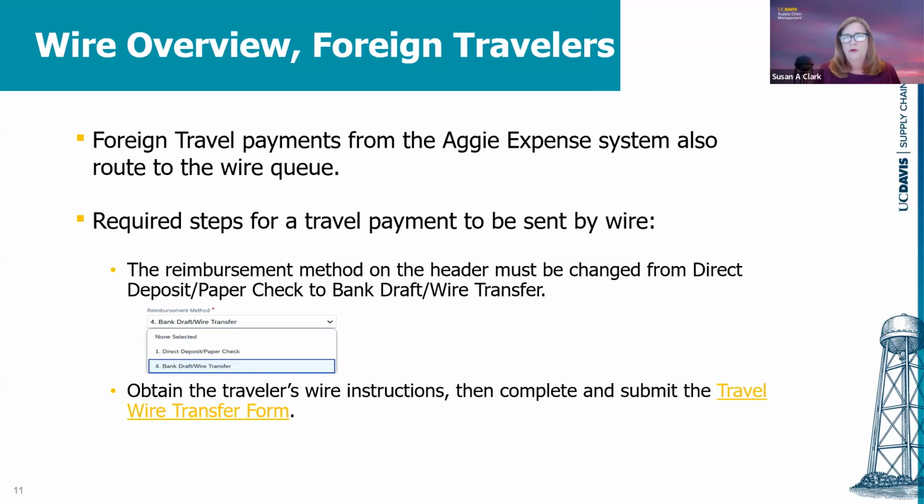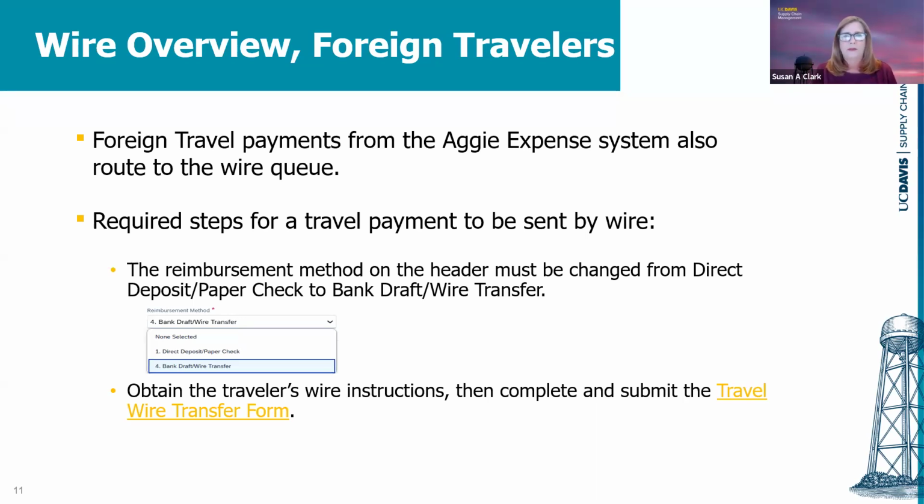Okay, so the last slide was more for suppliers. So this slide, I wanted to separate suppliers and travelers because the process for us is slightly different. And I wanted to talk through how we handle the wire transfers for foreign travelers. So in order for a foreign traveler to be paid out by wire, we do require that you select bank transfer on the header of the report in Aggie Expense. If you do not select bank transfer, it will not go into our wire queue.